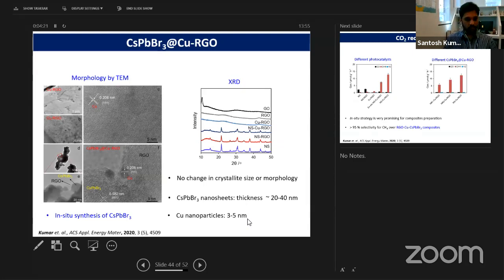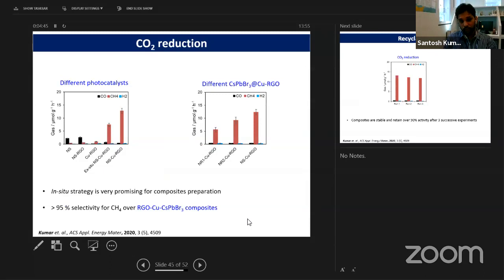And when characterized, we see it is nicely wrapped. We also loaded a bit of copper metal, because copper is less expensive than other metals like platinum and ruthenium, and it is also more selective towards the CO2 products than the water reduction, because selectivity is important. And here you see the different photocatalysts. When you have nanoseeds with copper and graphene oxide, the activity is much higher than when you have just nanoseeds and RGO, or pure, or even copper or just copper RGO.